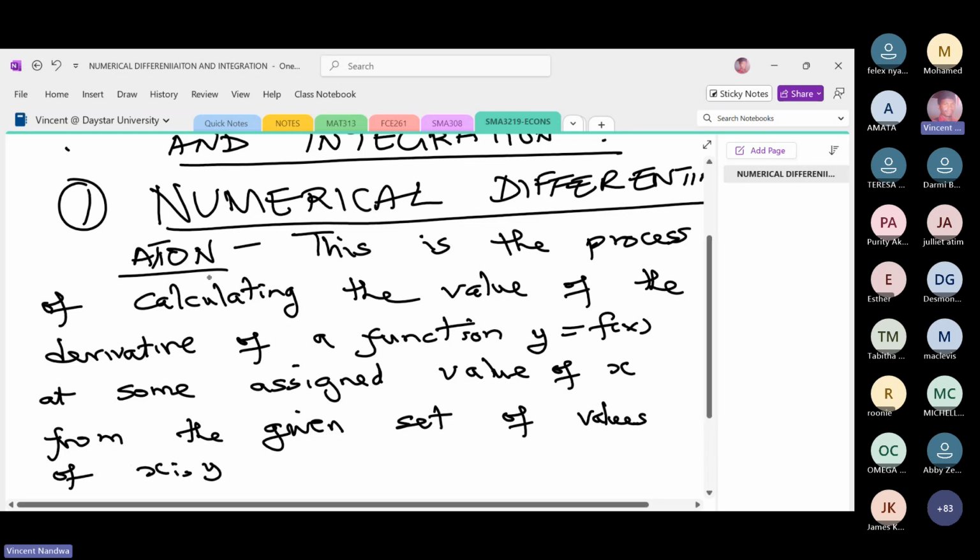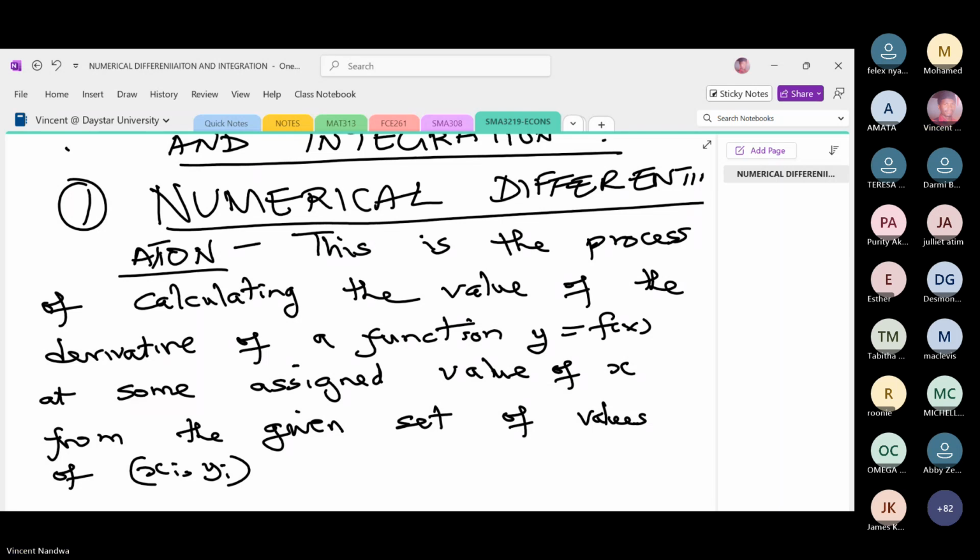I refer to them as xi, yi. So if we have values of a function, you may not necessarily know the function explicitly, but you have the table values of x and y for the function. Then you're asked to find the derivative of that particular function at a given point x. What will help you to carry out the derivative at that particular point is this process we are calling numerical differentiation.